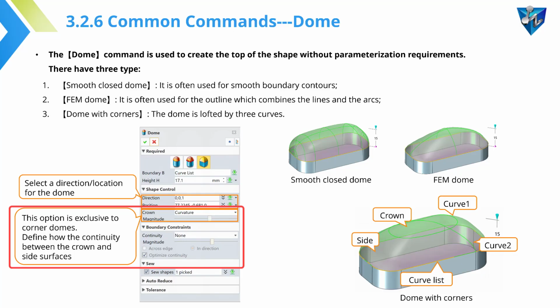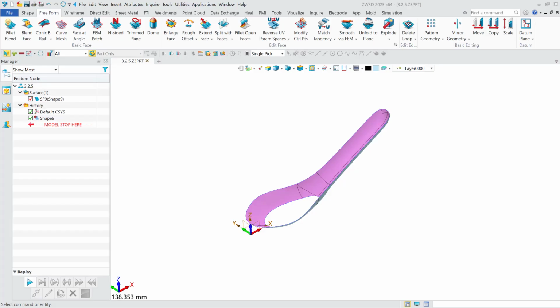The crown and magnitude are exclusive options on dome with corners. It defines how the continuity is between the crown and side surfaces. Okay, let's move on to ZW3D to show more detail to you. I used this spoon as an example to show you how to use this command.